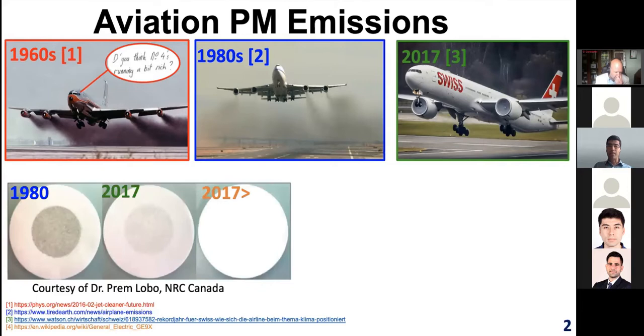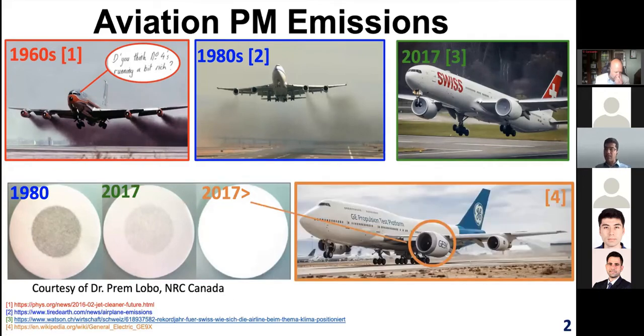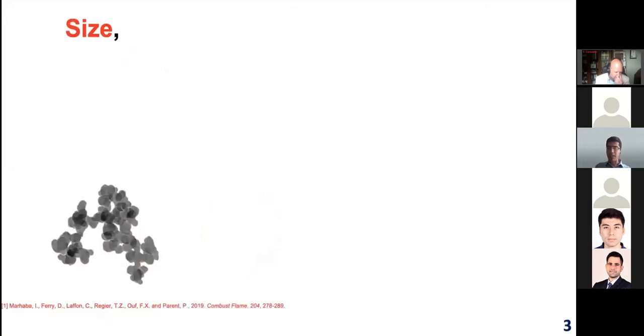And if you measure those emissions on filters, this is a picture that I got from Dr. Premlovo in NRC Canada. For modern engines, it confirms that the soot loading, emission loading from these engines has significantly decreased. Now, the fact that it's difficult to observe and collect emissions from these engines doesn't mean that there are no emissions. In fact, these engines make a lot of particles that are very small, and that's why it's hard to detect them. Now, emissions from modern engines have 3 main characteristics.